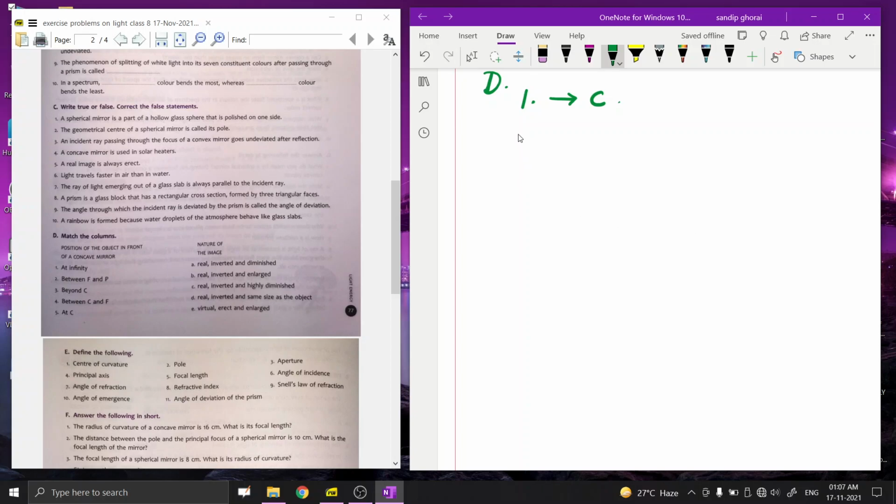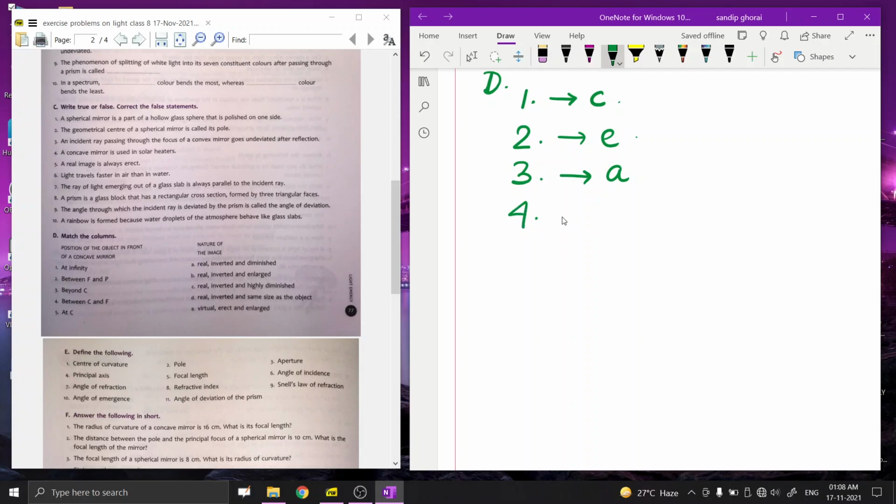Now 2, that is when the object is placed between focus and pole. Then we get E, that means we get a virtual, erect and enlarged image. Now 3, that is beyond C. If the object is placed beyond C in front of a concave mirror, then we get a real, inverted and diminished image.